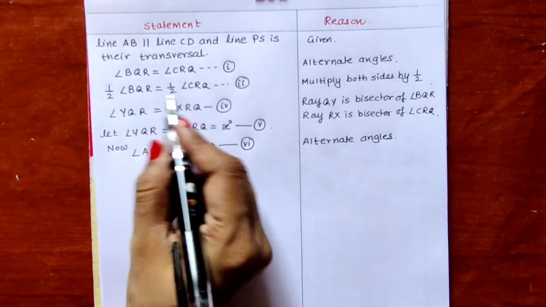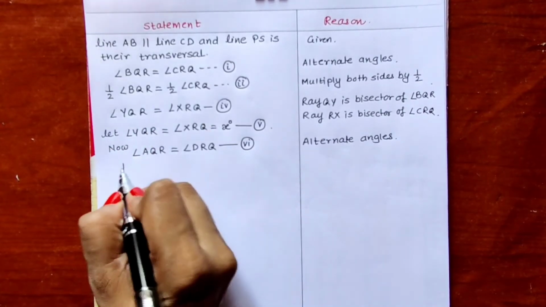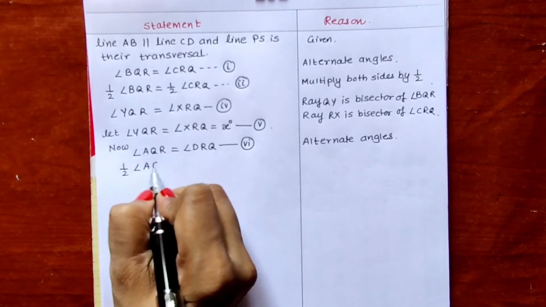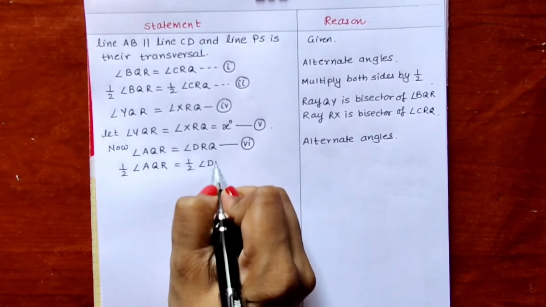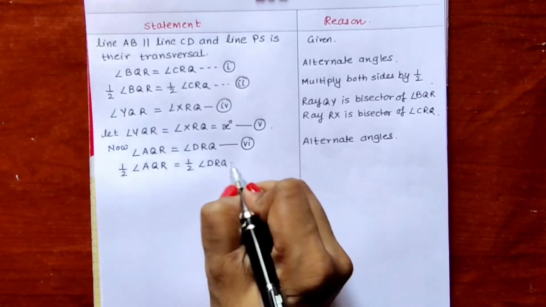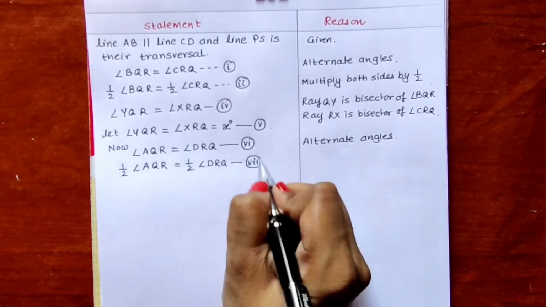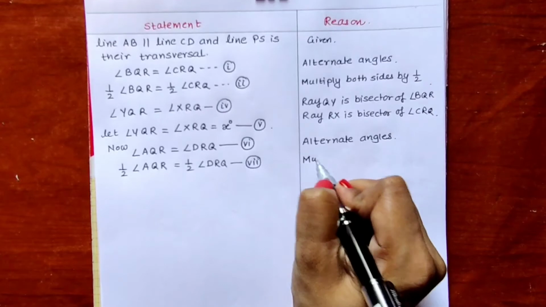Again, I will multiply both sides by half. Half of angle AQR is equal to half of angle DRQ. This will be my seventh statement. The reason for this is multiply both sides by 1/2.